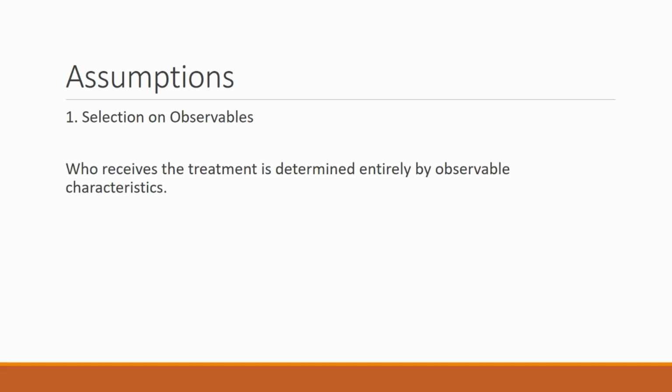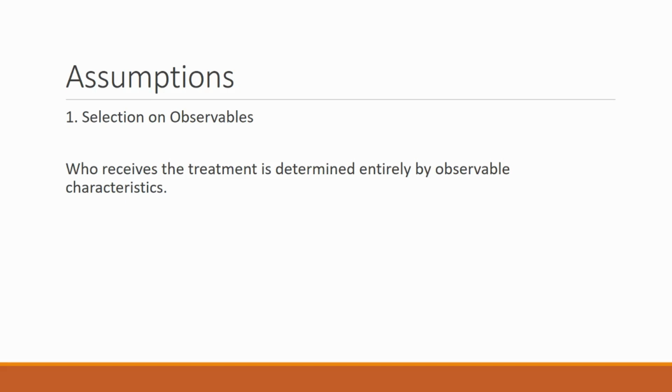However, if ownership of a textbook is determined by other things, things that we do not observe, things like, say, the level of motivation that the student has. The level of motivation is going to be very difficult to observe. It's very unlikely that we have a variable in our data set that accurately measures how motivated the student is. And so if that motivation determines whether or not the student owns a textbook, then we have selection on unobservables.